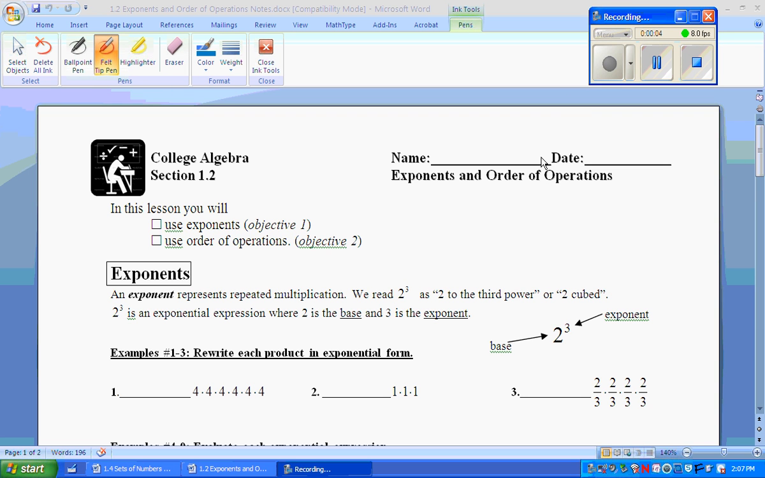Math guy here. This is going to be College Algebra Lesson 1.2. We're working on exponents and order of operations.